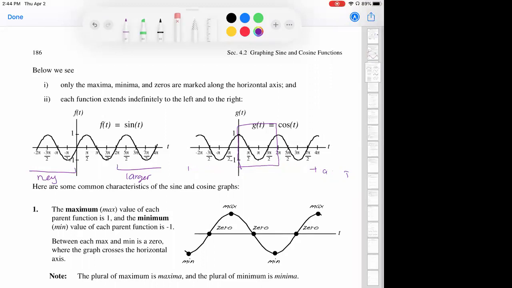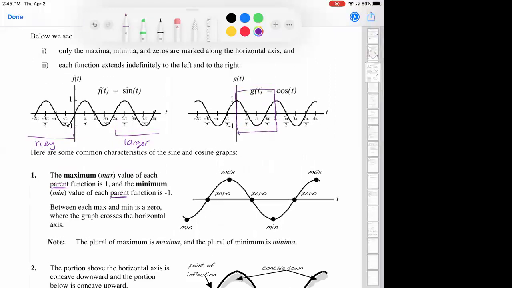Next part. Here are some common characteristics of sine and cosine graphs. One, the maximum value of each parent function is 1, and the minimum value of each parent function is -1. Now notice it said parent function, because just like we learned in 4.1, we can apply shifts to any function. So we can take a whole function up or down, however many units our function says.